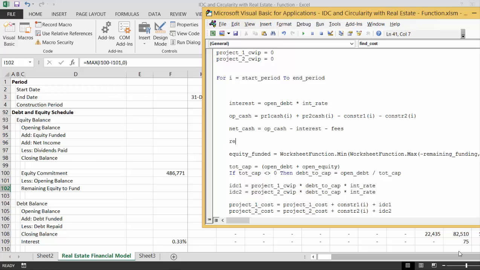So the remaining funding, I did this wrong too. Okay, equals equity commitment minus the opening equity. Okay, and this should be the minus of the net cash of 0, and this should have been the remaining funding.